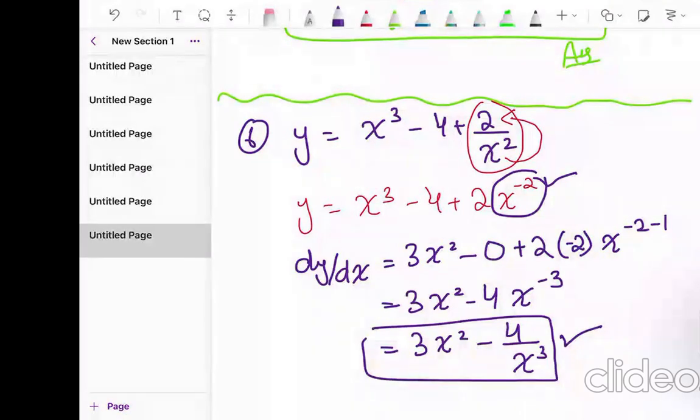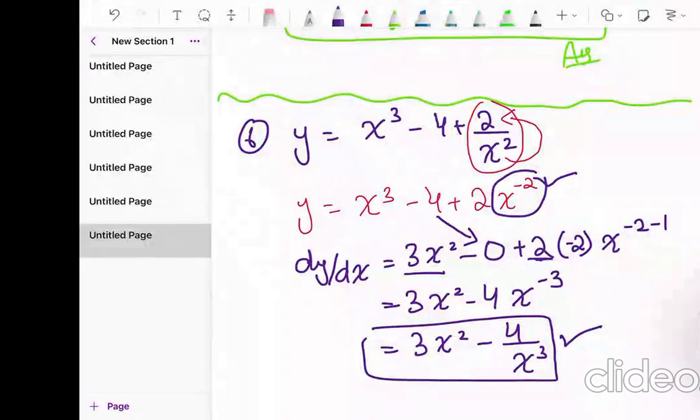Now we apply the differentiation. This will become 3x squared. Differentiation of a constant number is 0. Now the 2 will remain as it is. Then we have to apply the differentiation of x raised to the power negative 2. Negative 2 will be written in front, and then we have to subtract 1 from negative 2. This is the basic concept of differentiation. 2 multiplied by minus 2 will be minus 4, and x raised to the minus 3. So the final answer will be 3x squared minus 4x raised to the power negative 3.